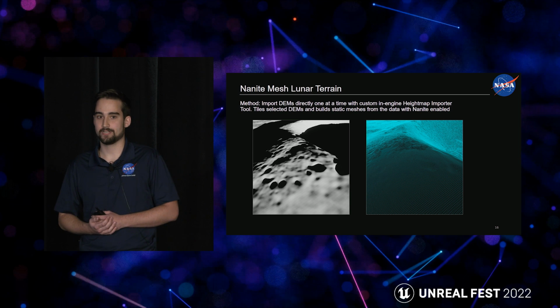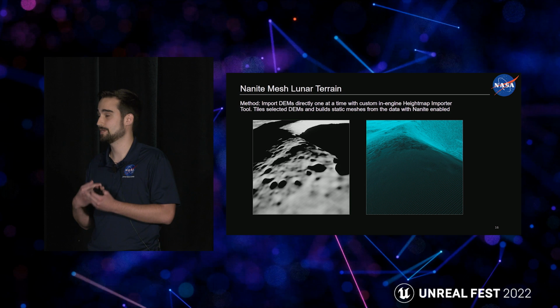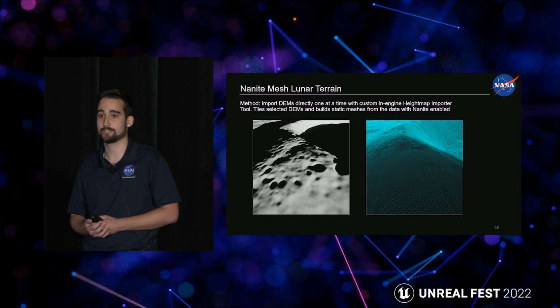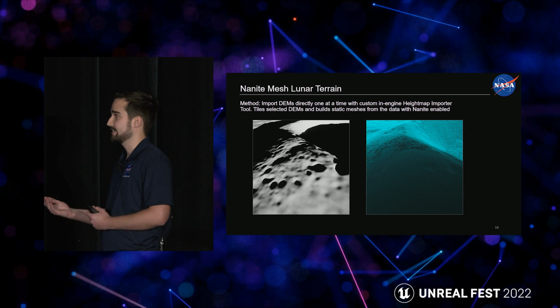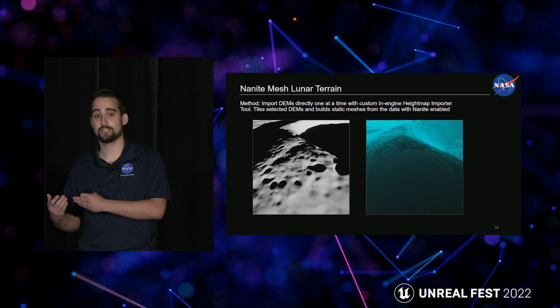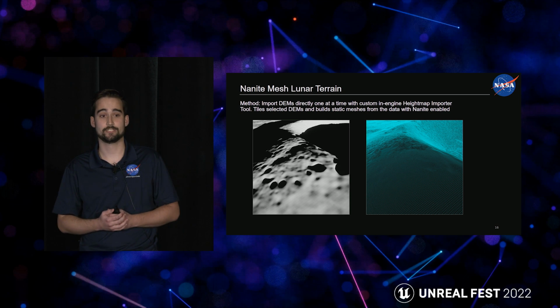This led us to the development of a Nanite mesh lunar terrain implementation. So I'm assuming most of you are probably familiar with Nanite. It's Unreal Engine 5's new virtualized geometry system that basically lets you render very highly detailed meshes at minimal performance cost. We decided to take advantage of this system by importing our DIMs directly into the engine and using that DIM data to generate static meshes with Nanite enabled.